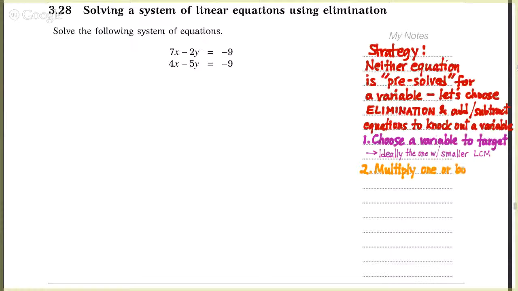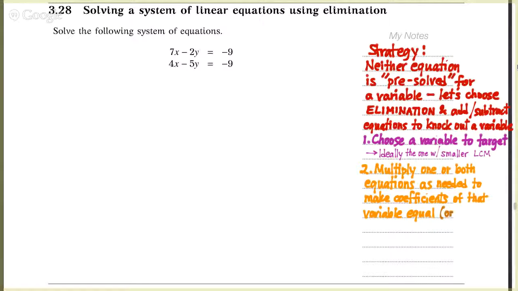Once we've identified which variable we want to target, we need to make its coefficients in both equations balance one another out. We need to make them either equal to one another or equal and opposite to one another so that when we add or subtract, we're going to wipe that variable out. And this is the step that requires a little bit of creativity. It's the same exact process as balancing a fraction to have a new denominator.